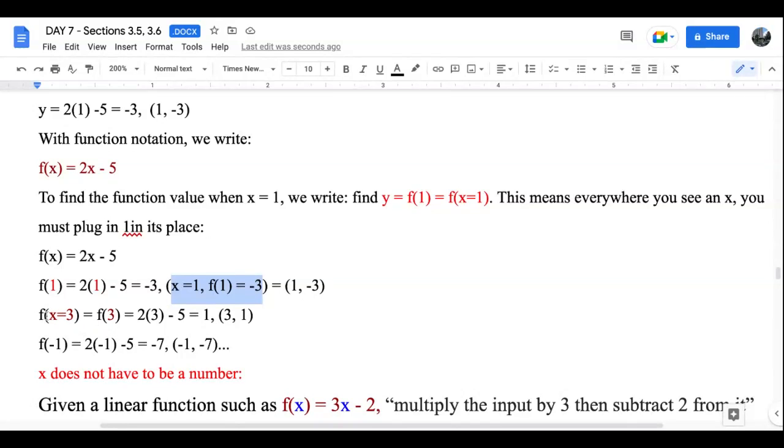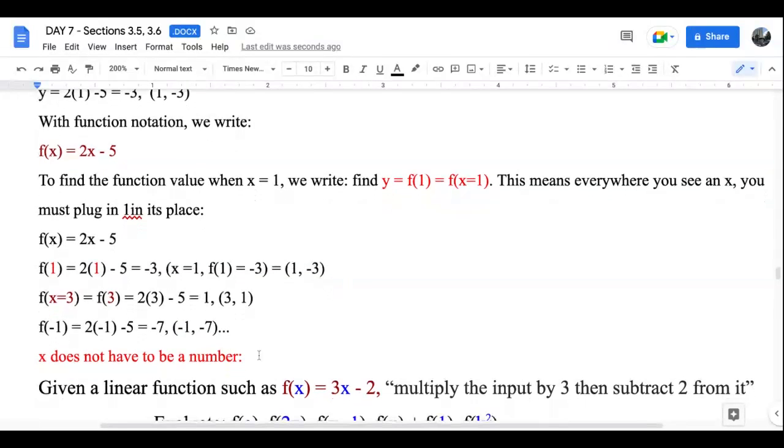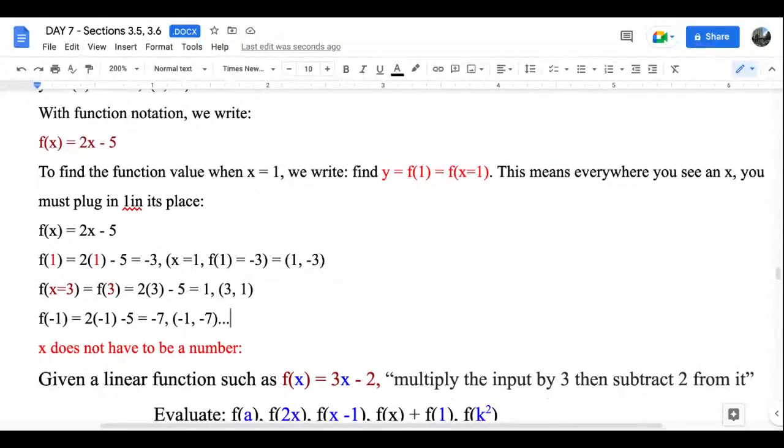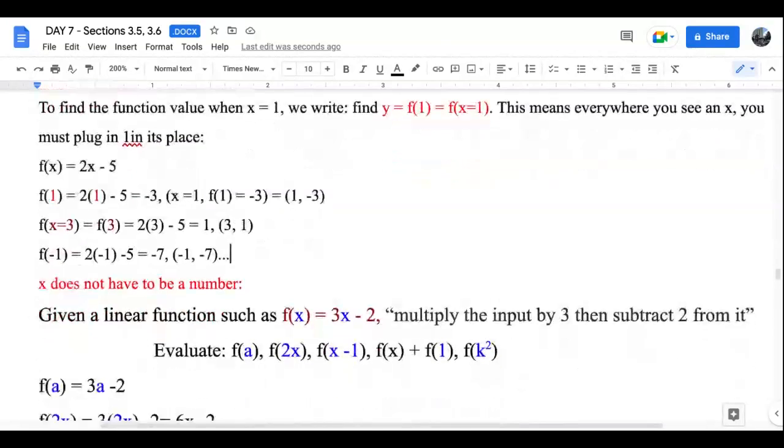We can evaluate f of x when x equals 3. We would call it f of 3. Do 2 times 3 minus 5, we get 1. So we get another ordered pair or point, (3, 1). We can assign x to be negative 1. Then we plug in, so 2 times negative 1 minus 5, that's negative 7. Then we get another ordered pair or point. So this is the evaluation of a function, very similar to evaluation of an equation.